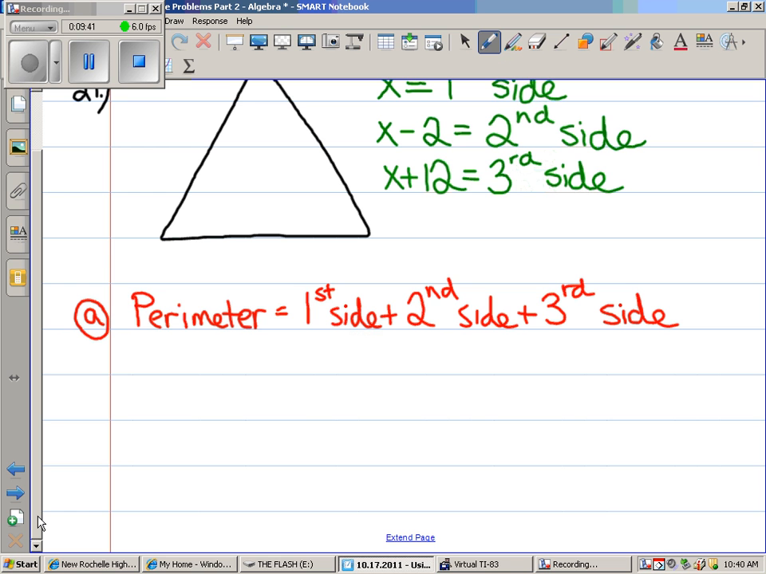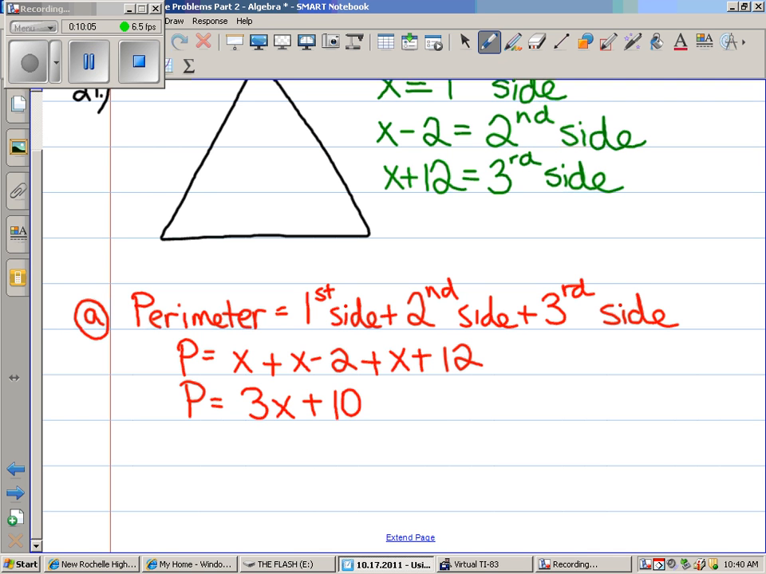All right, so now we know what the sides are. We're going to fill them in for this. P equals, that first side was x, the second side was x minus 2, and the third side was x plus 12. And if you simplify that, 1, 2, 3x plus 10.